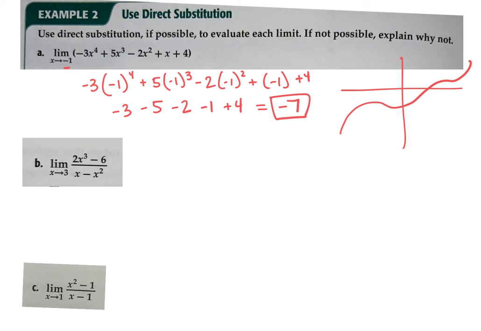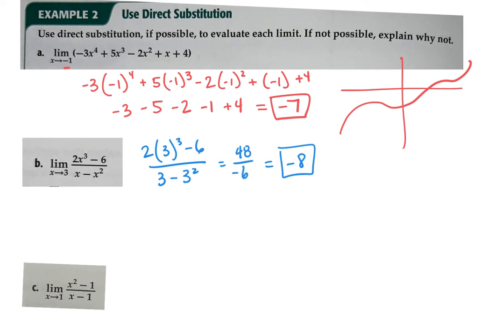All right, let's look at this next one. What are we approaching? X is approaching 3. If I plug in a 3, do I have a problem? No, there's no problem. So I'm going to plug it in. I'm approaching 3. It doesn't appear to have any problem, so I'm going to plug in a 3 on the top and a 3 on the bottom. On the top, I am going to get 48. On the bottom, I'm going to get -6. My answer here is -8. I am good.